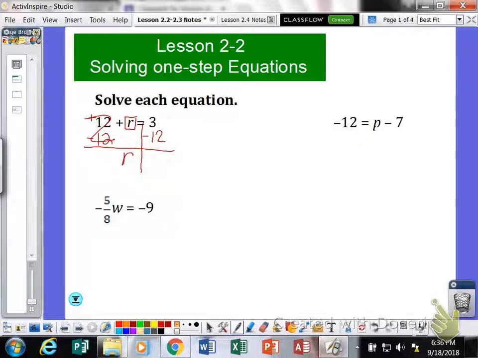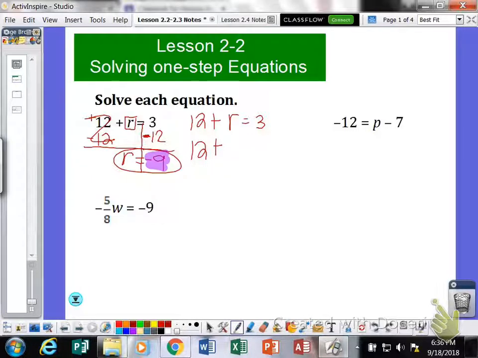I'm left with r, bring it down, and then 3 minus, I know it's a negative, but 3 minus 12 is negative 9. So r equals negative 9. But we got to check it to be 100% positive. So rewrite the problem, 12 plus r equals 3. And now what we want to do is we want to substitute in for r. So 12 plus, and now we said r was 9, or negative 9, I apologize, negative 9.